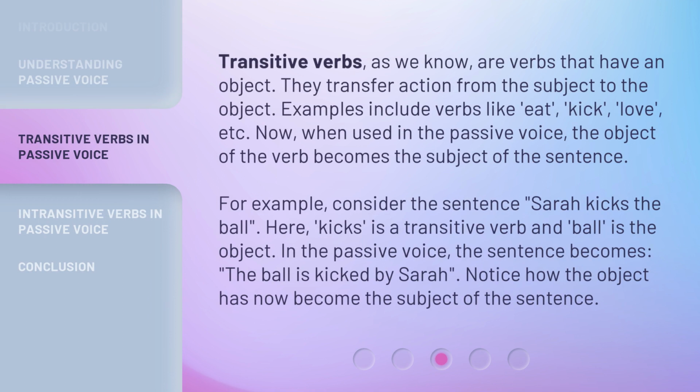Transitive verbs, as we know, are verbs that have an object. They transfer action from the subject to the object. Examples include verbs like eat, kick, love, etc. Now, when used in the passive voice, the object of the verb becomes the subject of the sentence. For example, consider the sentence, "Sarah kicks the ball." Here, kicks is a transitive verb and ball is the object. In the passive voice, the sentence becomes, "The ball is kicked by Sarah." Notice how the object has now become the subject of the sentence.